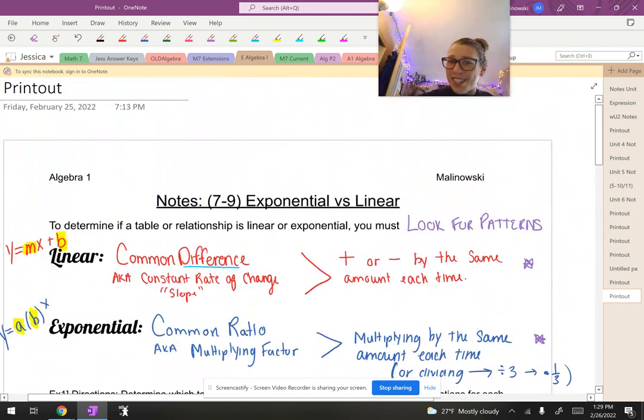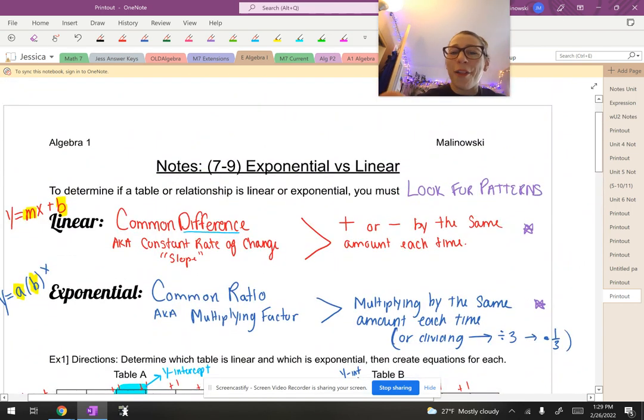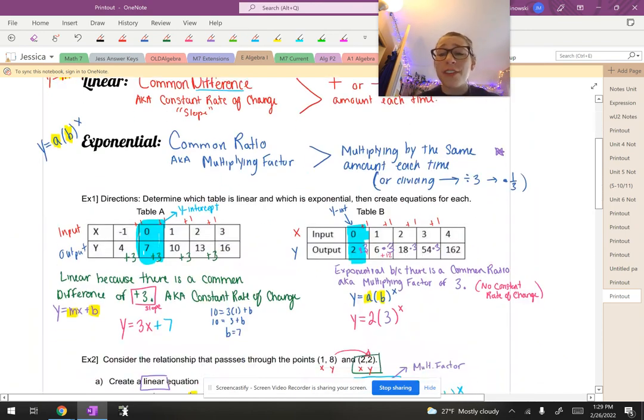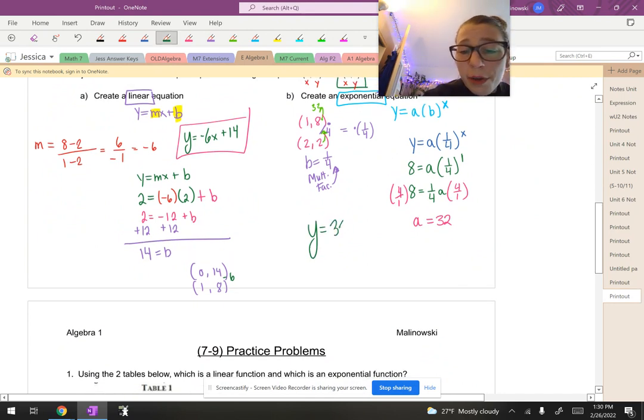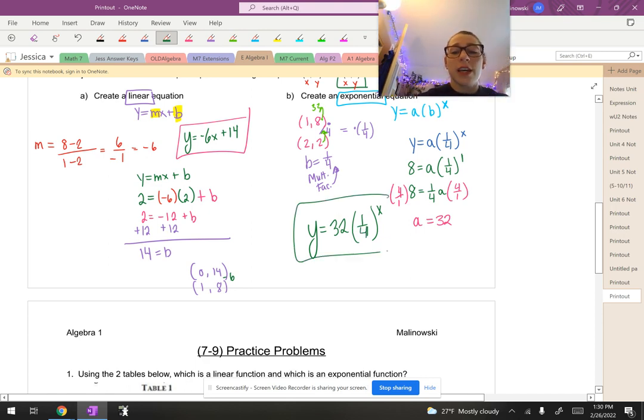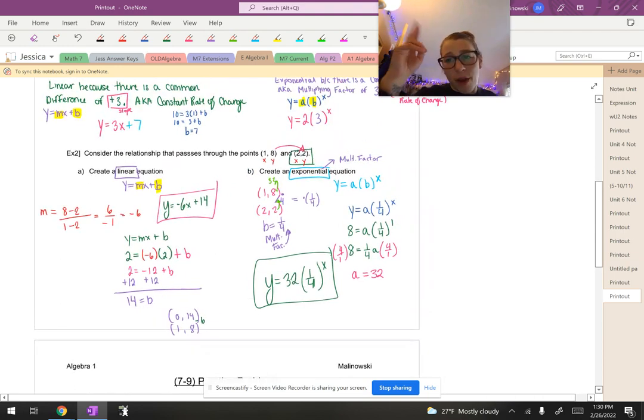Going back to the initial thing that we wrote down, it's all about looking for those patterns. And if not, then you can always rely on good old algebra to help you out. And your final equation is y equals my a value, or my y-intercept, 32, times 1/4 to the x power. I'm just going to clean up that 1/4 a little bit because it looks a little sketchy. And there we have it, peeps. Bon voyage.